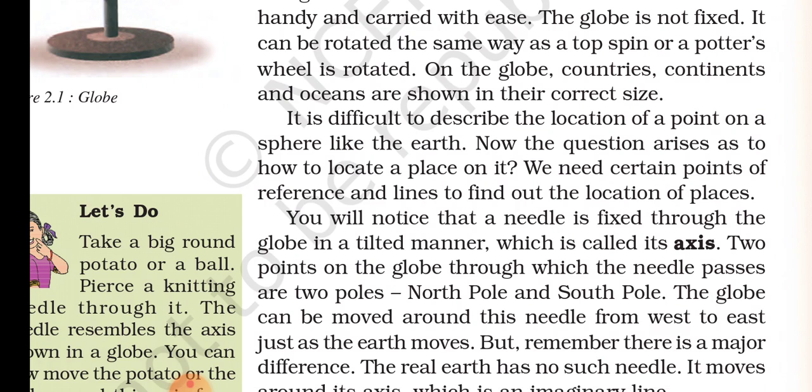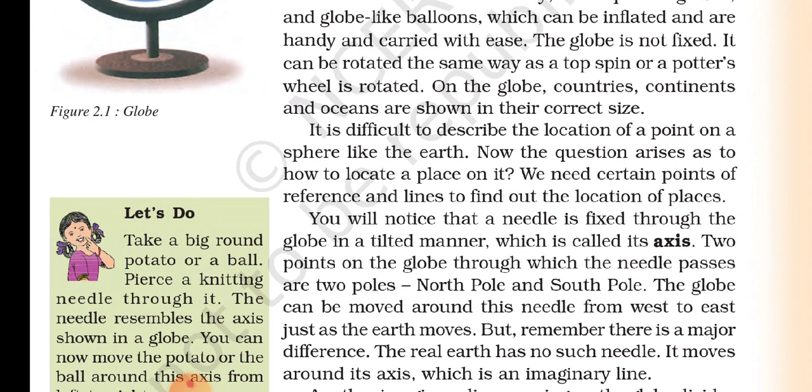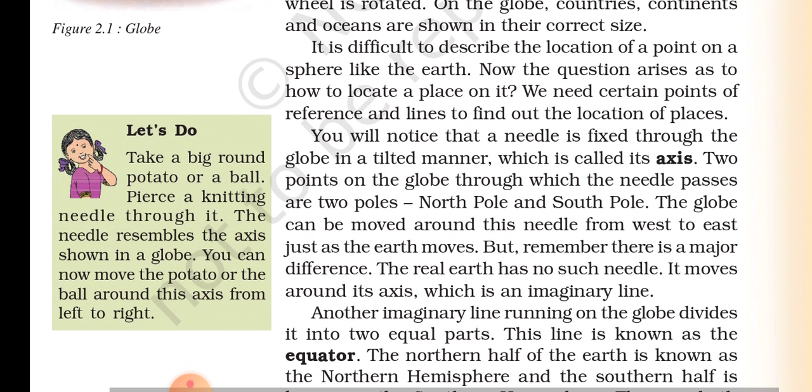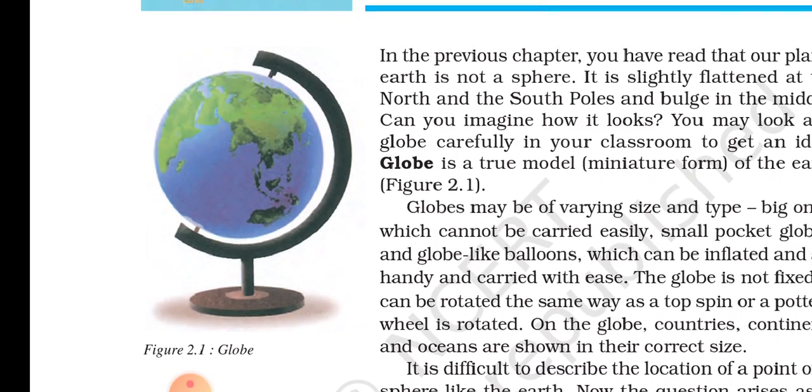It is difficult to describe the location of a point on a sphere like the earth. Now the question arises how to locate a place on it. We need certain points of reference and lines to find out the location of places. You will notice that a needle is fixed through the globe in a tilted manner, which is called the axis. Now children, look at this image.